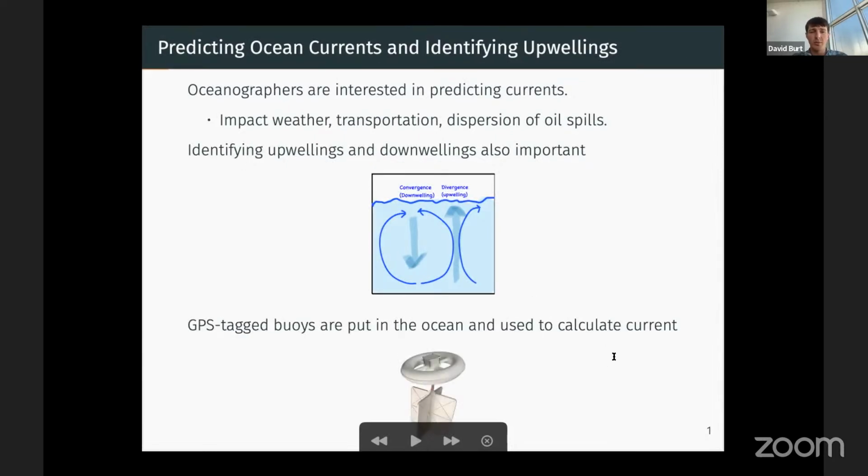As I alluded to before, there are GPS tagged buoys which have been dropped in the ocean, and they look kind of like this image below. They float around, and because they have GPS trackers, you can calculate the current based on their location over time. There are many of these buoys floating around, and this is what we have for observations of the current.